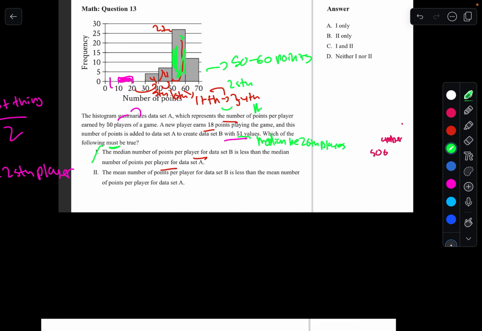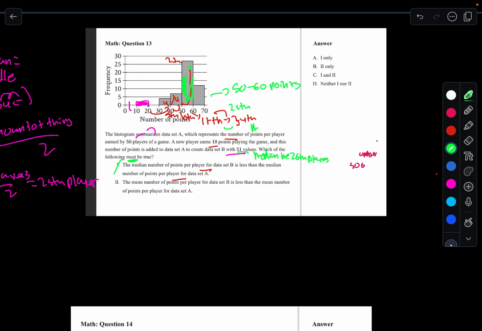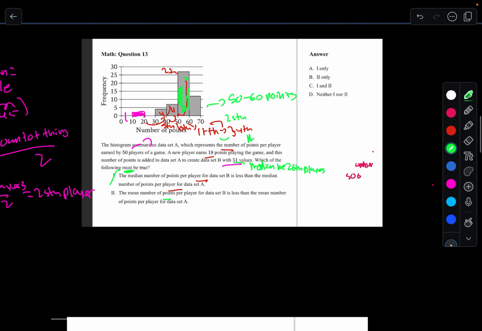And right here, you need to look at this: must be true. So maybe it is true, maybe, but we don't know because we don't know the exact numbers. So it can't be must be true. And now, the mean number of points per player for data set B is less than the mean number of points per player for data set A. That is true, because by adding this point right here, we can see this is an outlier. It's way less than everything else. So the mean is definitely going to be less.